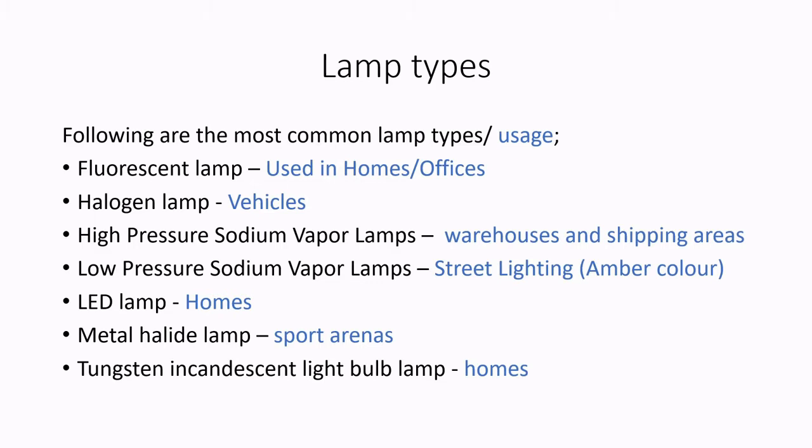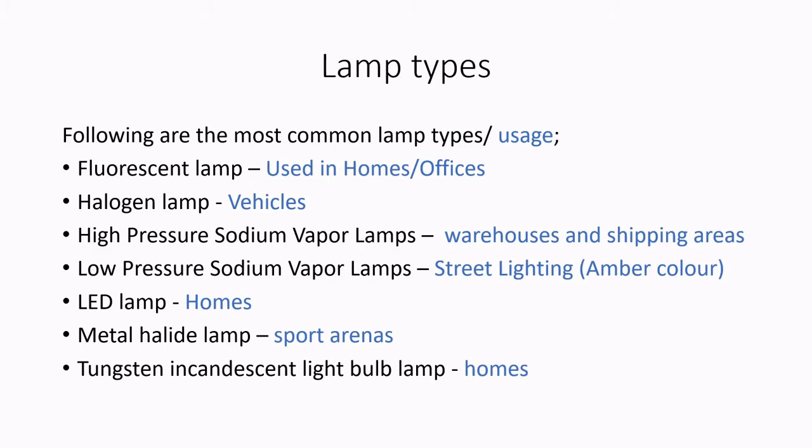And we have halogen lamps. Halogen lamps are mostly common in automobiles. As headlamps, halogen lamps are used. Then we have high pressure sodium vapor lamps. These lamps are used in warehouses and shipping areas. And next we come to low pressure sodium vapor lamps. These are the lamps we see in street lighting. So if you see amber color street lights, those are low pressure sodium vapor lamps.